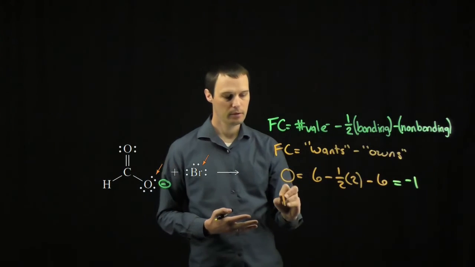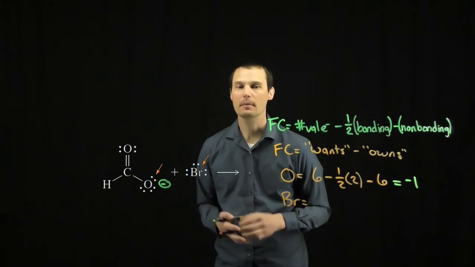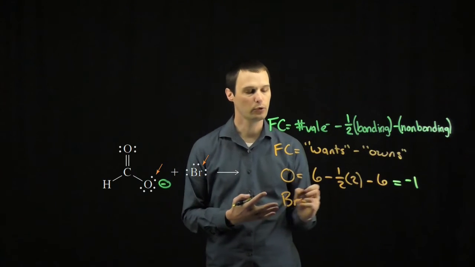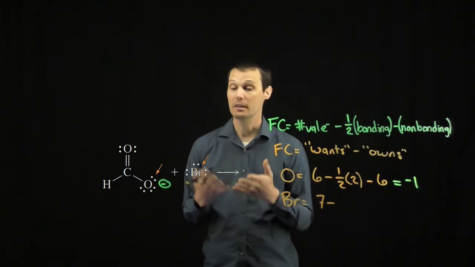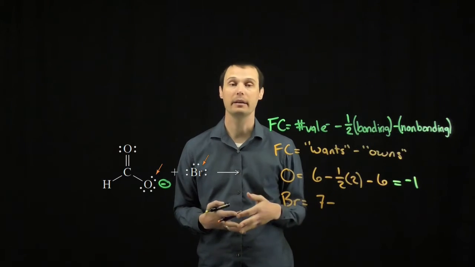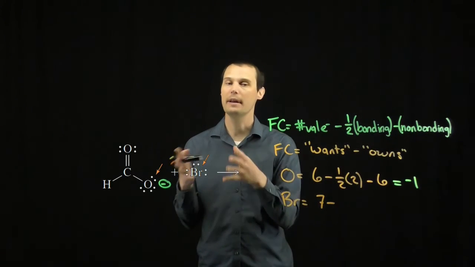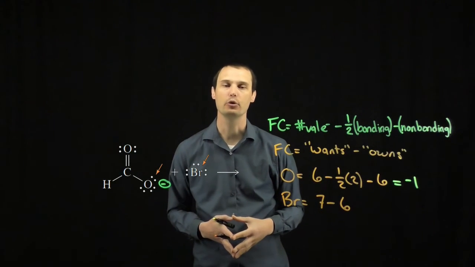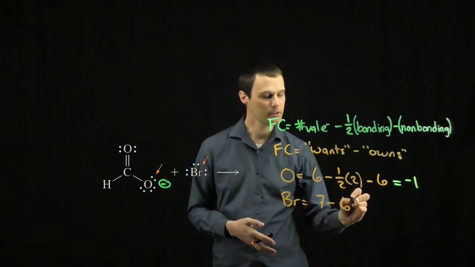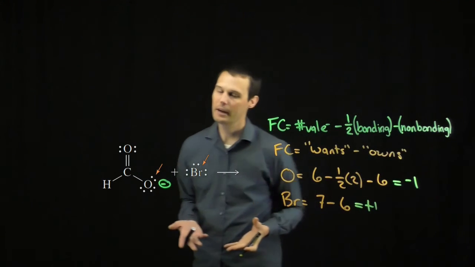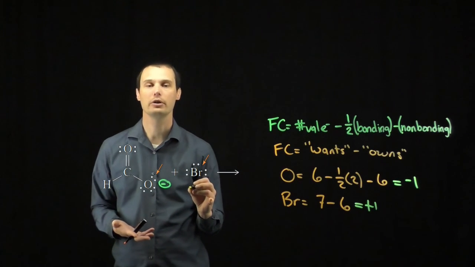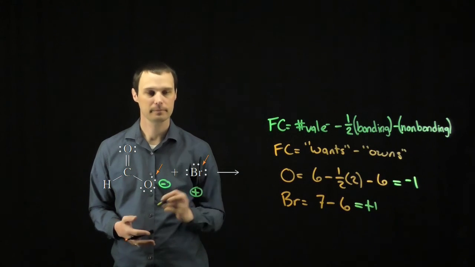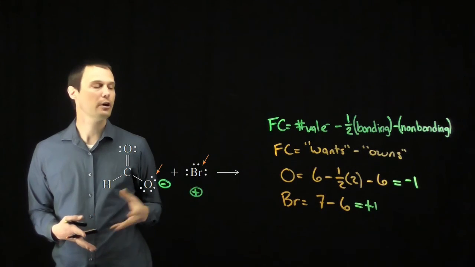For bromine, we use the same formula. Bromine wants 7 electrons in its neutral ground state configuration. It's not forming any bonds, so it doesn't have any bonding electrons to own, but it does own all of the non-bonding electrons. There are 3 lone pairs, which means there are 6 non-bonding electrons on bromine. 7 minus 6 means that this bromine has a positive 1 charge. Again, we can indicate that with a positive charge on the element. This is how we would calculate the formal charge for these 2 atoms.